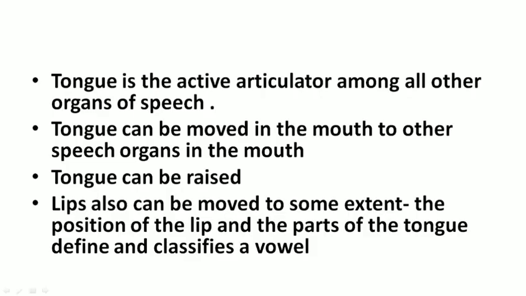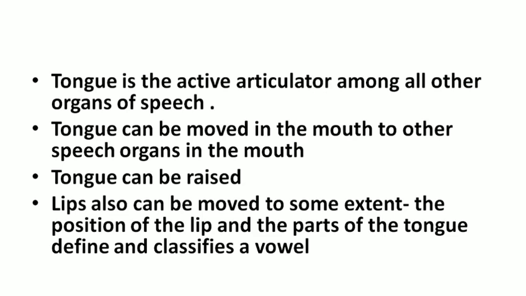Tongue is the active articulator. We discussed this one. The tongue can be moved in the mouth towards other speech organs, so it is the active articulator. The tongue can be raised as well, and the lips also can be moved to some extent. The position of the lips and the part of the tongue define and classify a vowel. What is a vowel? How is a vowel produced?